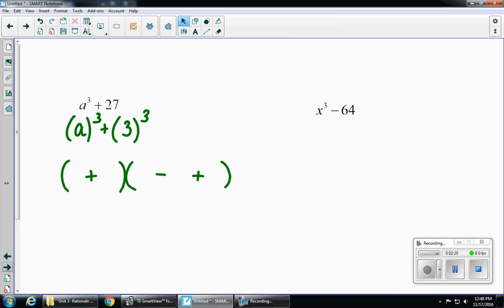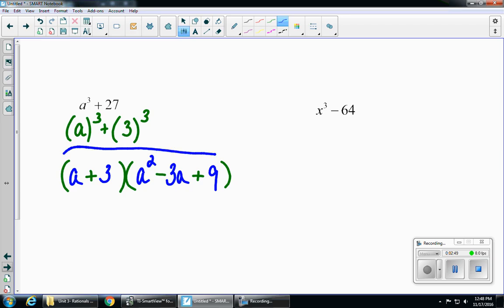Your cube roots, those numbers or variables inside the parentheses, are going to go right as your first binomial factor. So a plus 3. Now I'm going to square that a. A squared gives me a squared. Next I multiply them. A times 3 gives me 3a. And then I square that last cube root, so 3 squared is 9. And that's your answer.